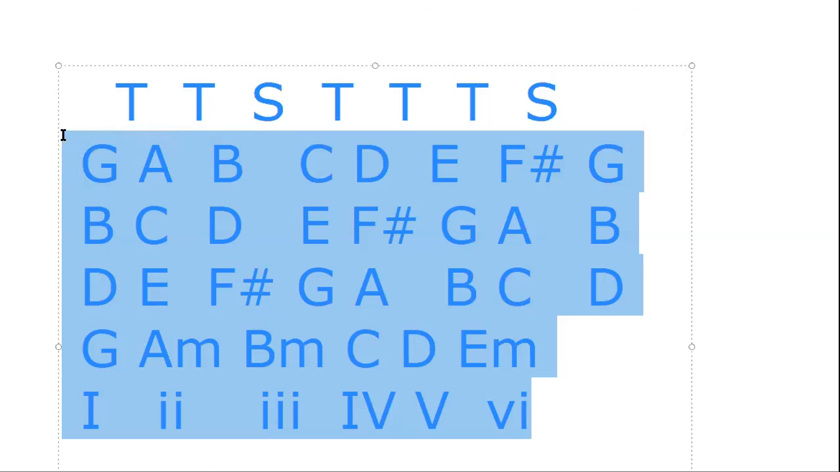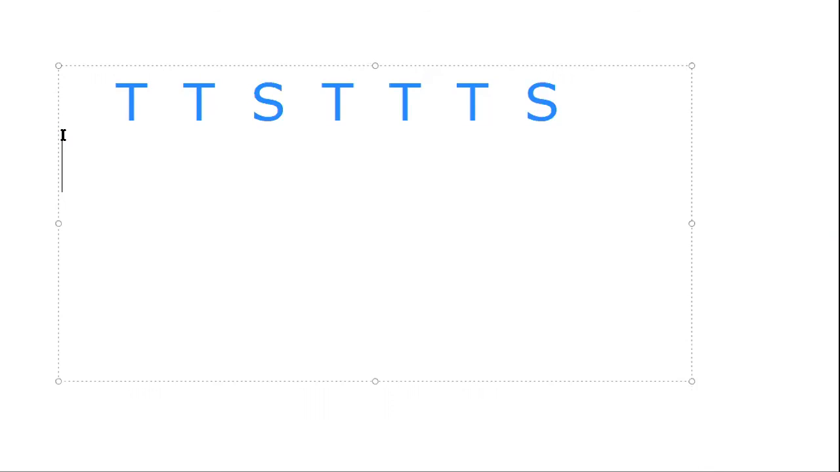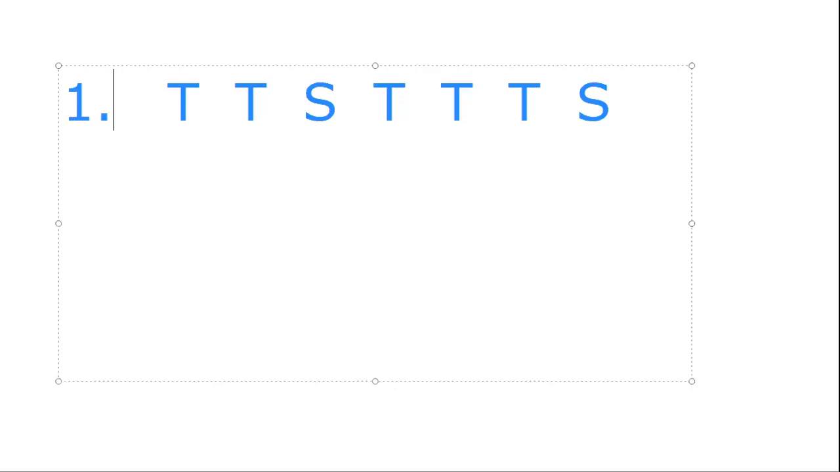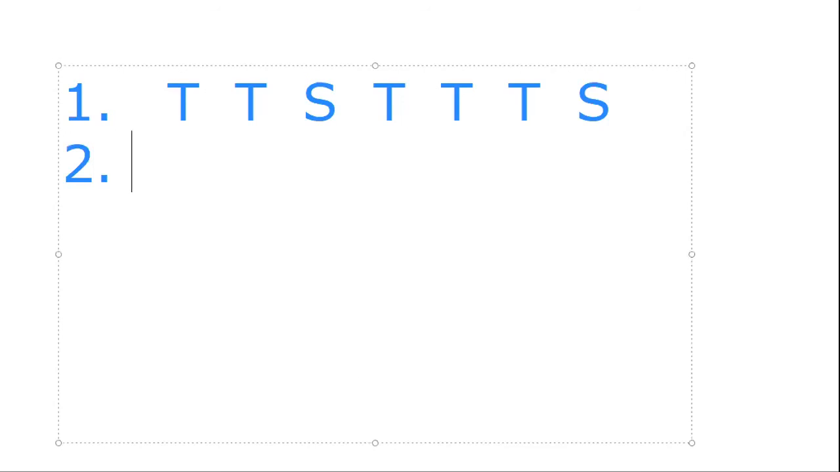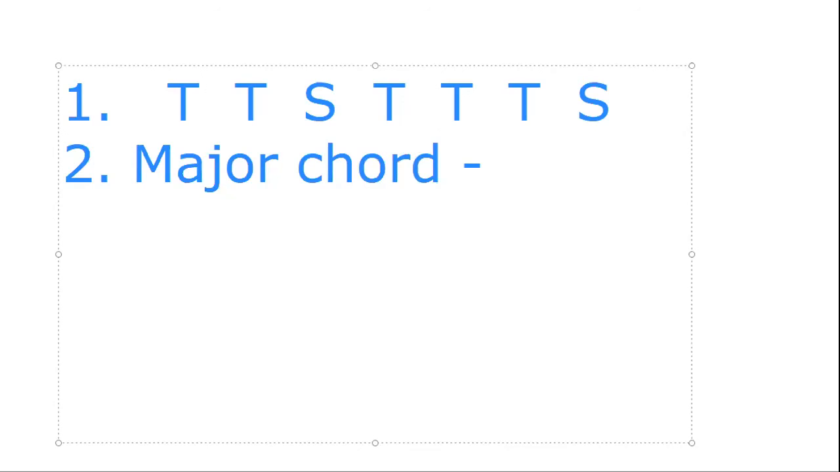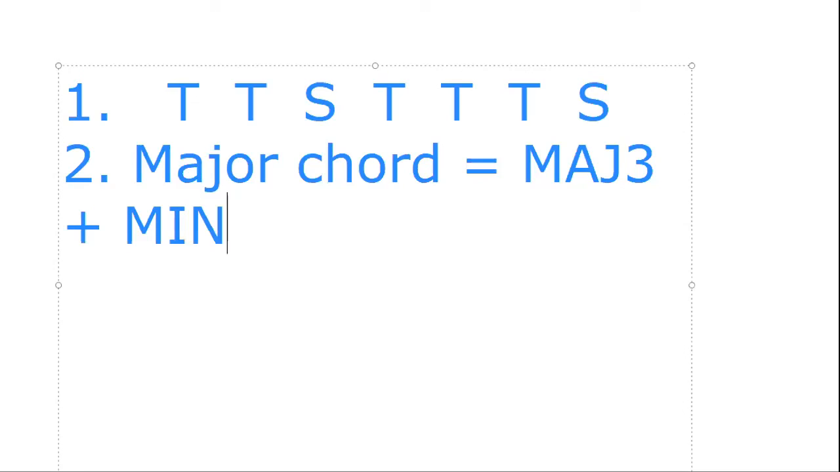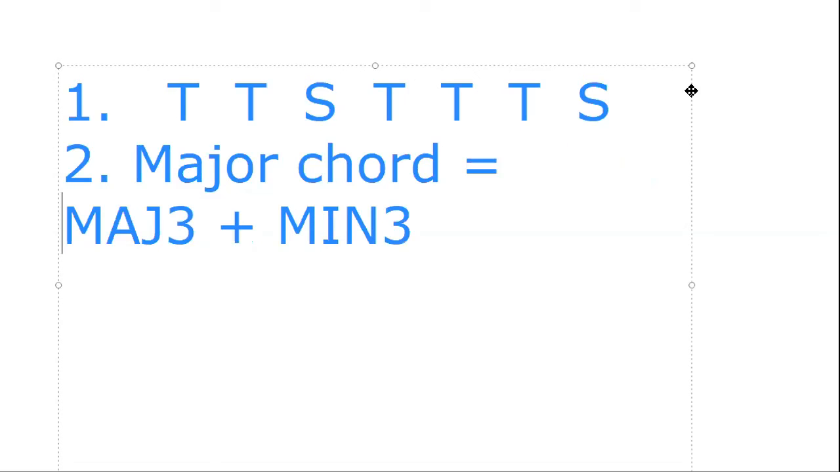I think the 3 rules of music, I suppose. I'm making this up, really, not really rules of music, but, 1, that formula. 2, major chord equals, hang on, a major third plus a minor third. When you make up a major chord, you're starting with a tone and you're adding a note which is a major third above and another one which is a minor third above.